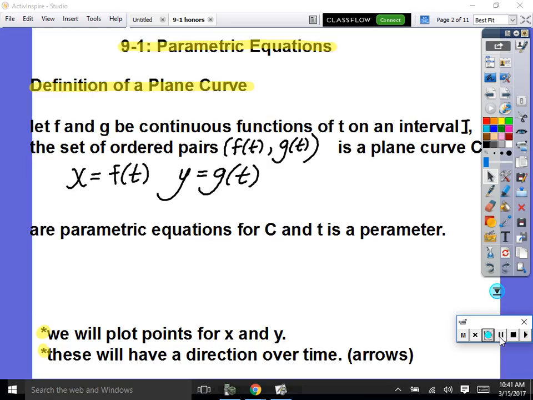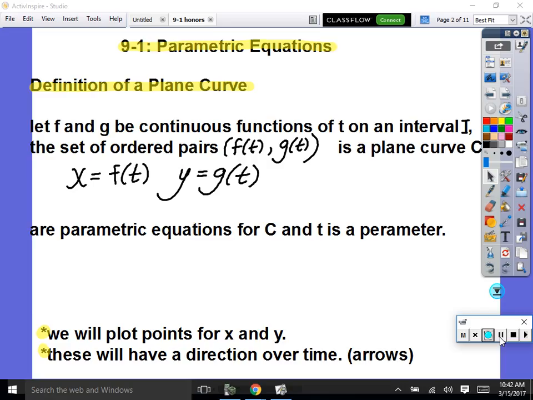The set of ordered pairs (x, y), where x is f of t and y is g of t, is a plane curve C. Really, this means our x value is a function f of t, and our y value is also a function of t, but a different function, g of t. So they're both functions of t. These are parametric equations for curve C, and t is the parameter.